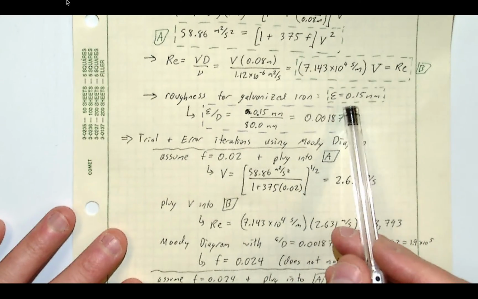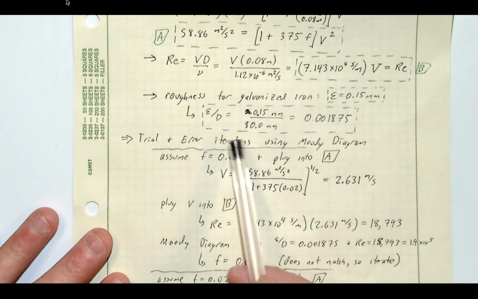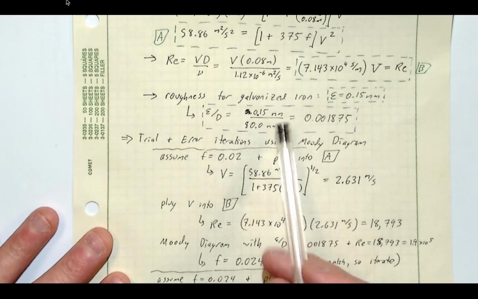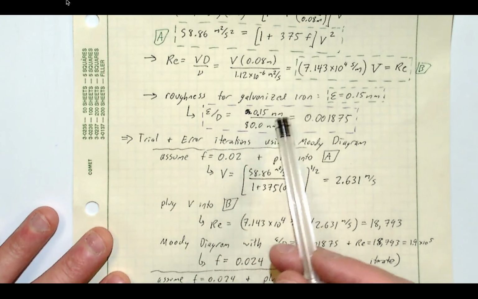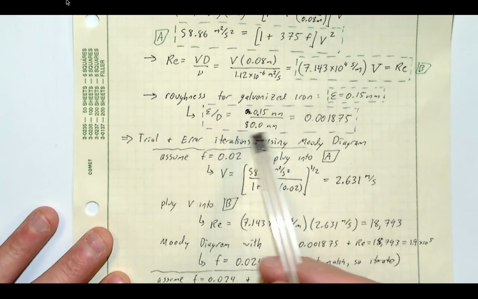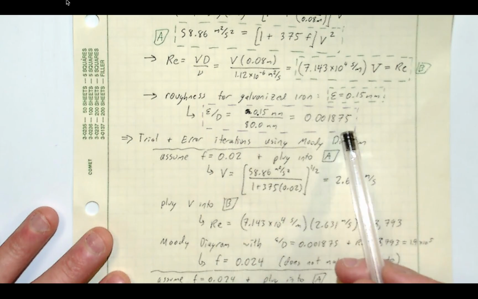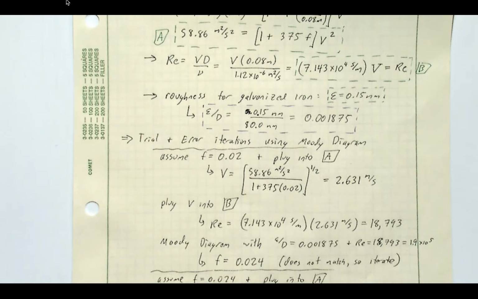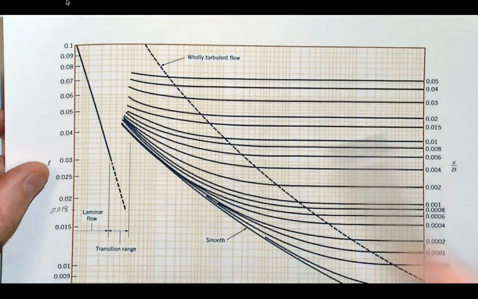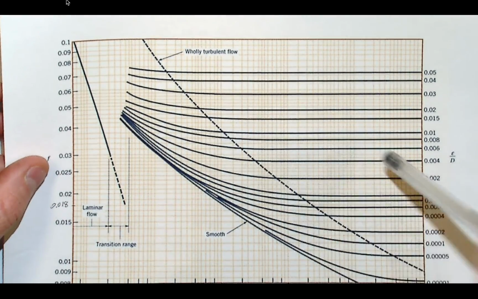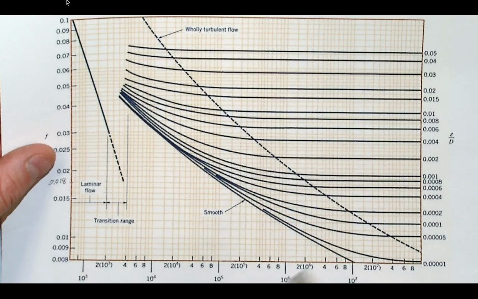There's our roughness, 0.15 millimeters. Divide that by the diameter, which we'll need in the Moody diagram. 0.15 over 80 millimeters is our diameter. We get this quantity, so that sets what curve we're going to be on in the Moody diagram. That tells us which of these families of curves we live on. That's epsilon over d.